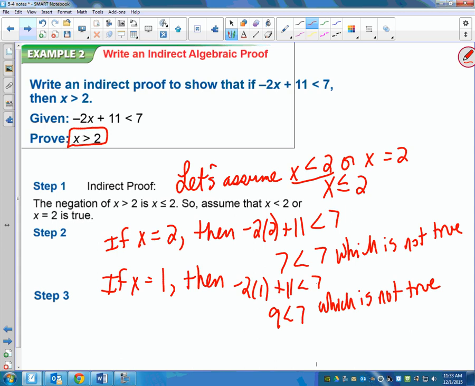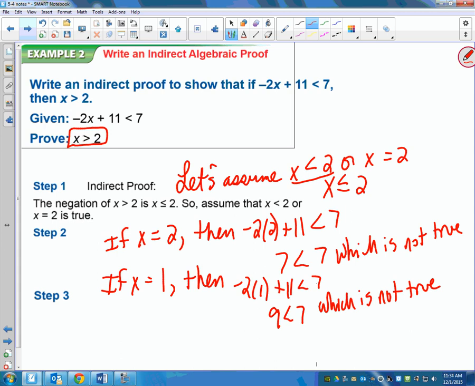Do you agree with the idea? I'm with you that it would be easier just to solve this. We're trying to get the idea of a proof by contradiction. If I can prove that x is not equal to 2, and if x is not less than 2, what's the only other thing it could be? Then it could be greater than 2. And so that's step 3.